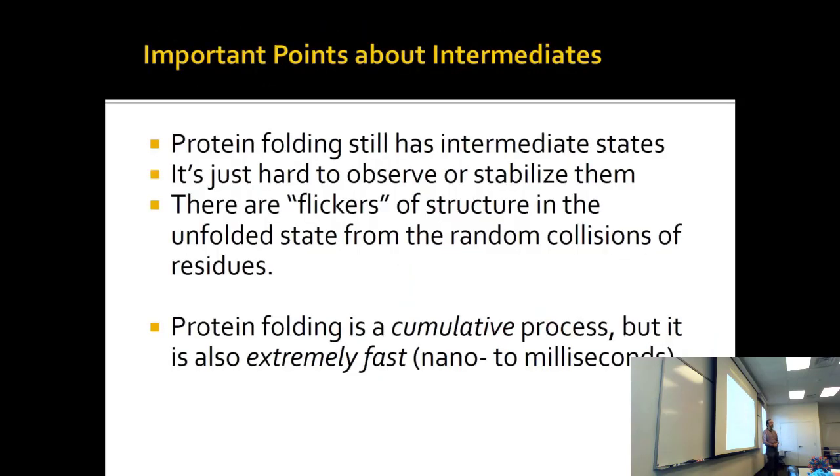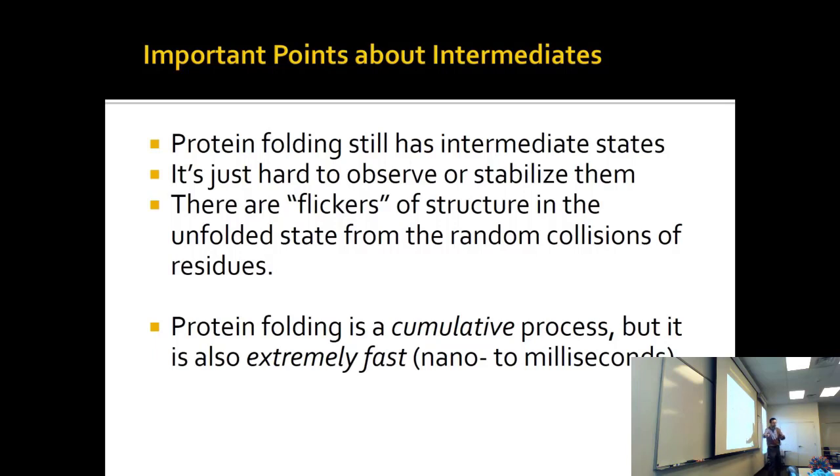Realize that all the proteins still have intermediate states. It's just they're not stable. You only see what's stable when you determine a structure or you put it in a tube, unless you have very advanced equipment, or unless you're doing it in a computer where you can stop it at any time. So it's hard to observe or stabilize them.